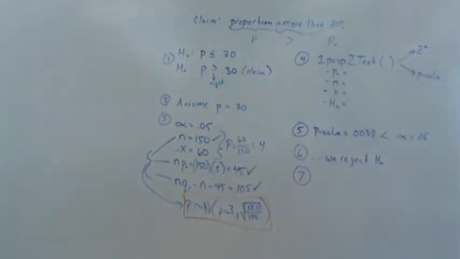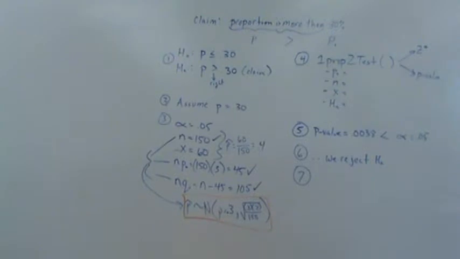So I'm going to go to my one prop z-test. So I'm going to go under stat tests. And I'm going to scroll all the way down until I get to one prop z-test, which is 5. Now p0 is 0.3, x was 60, n was 150, and our alternative hypothesis is greater than. And so now we calculate, and look at that. I get the exact same values.